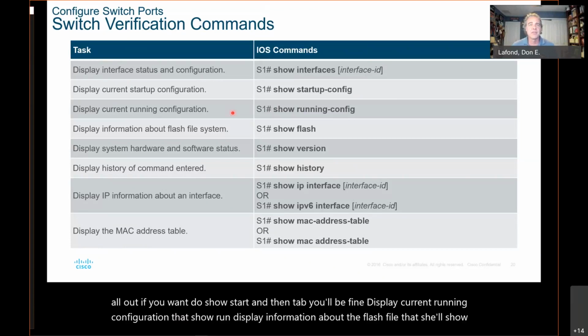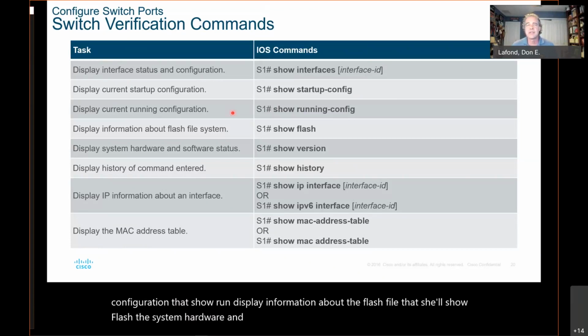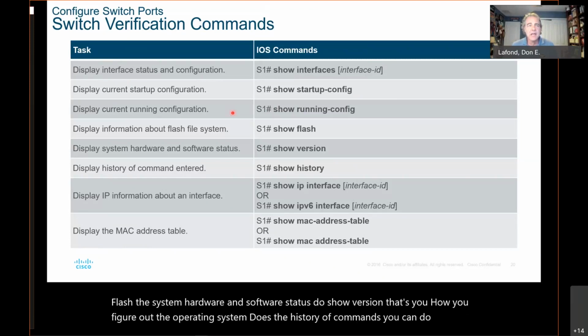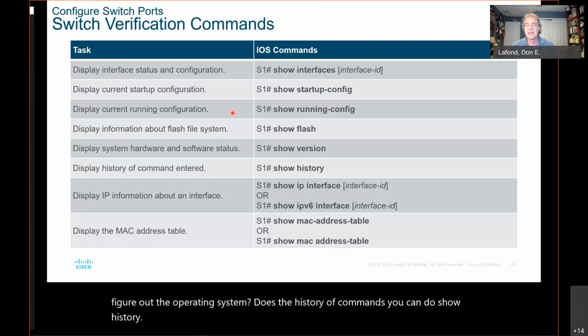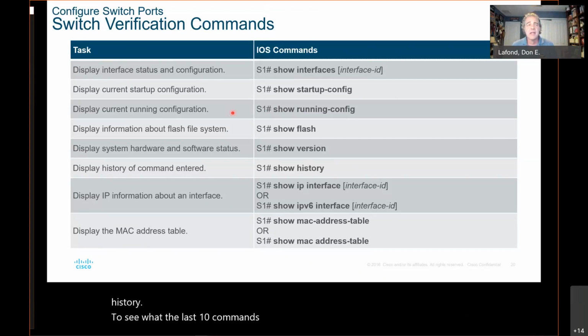The show version command displays the system hardware and software status. That's how you figure out the operating system. Show history shows the history of commands; the last 10 commands is the default, but you can change that. Next, display IP interface information about a specific interface.